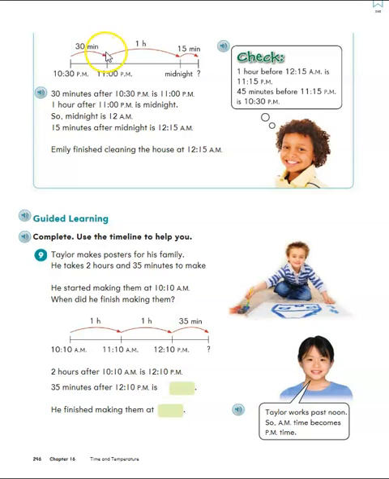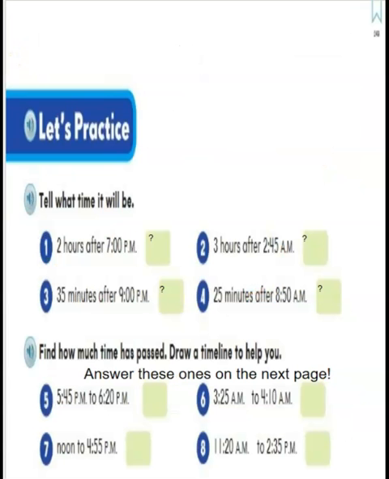So we have to go another 15 minutes from here to get 1 hour and 45 minutes. So from midnight or 12 a.m., we're going to go another 15 minutes and get to 12:15 a.m. So we just figured out that Emily finished cleaning the house at 12:15 a.m. or 15 minutes after midnight. Poor girl.